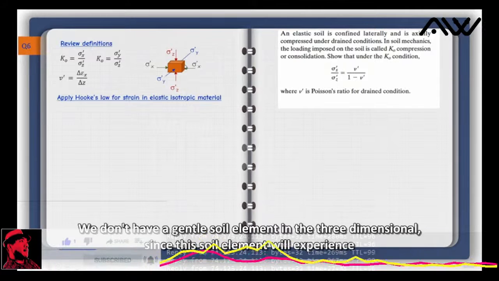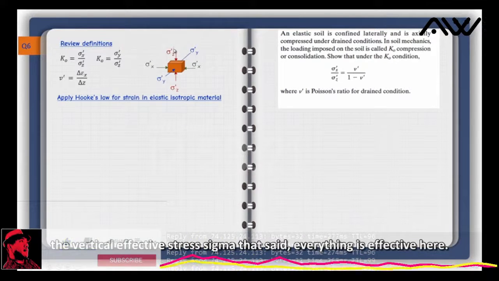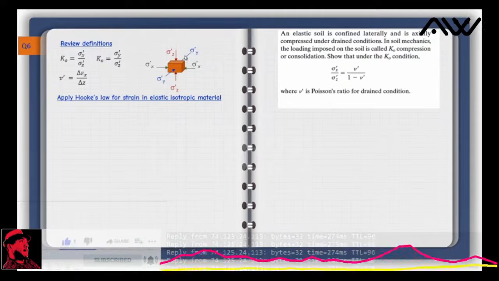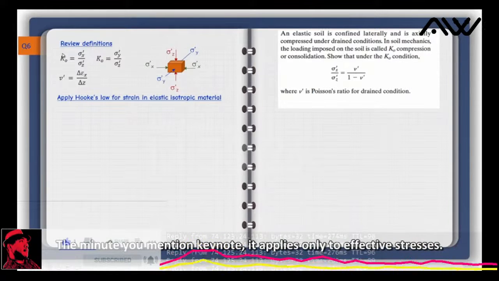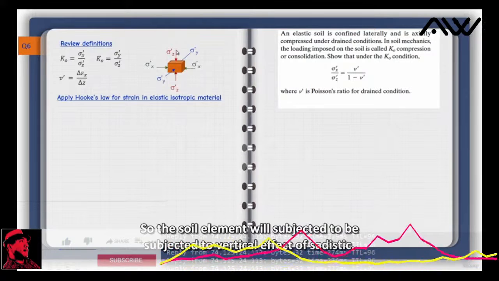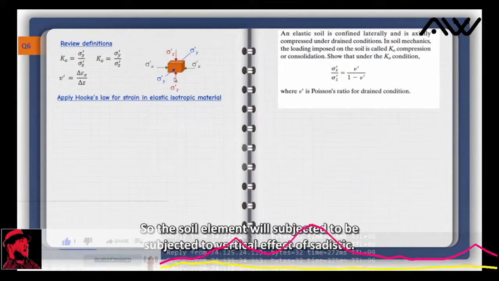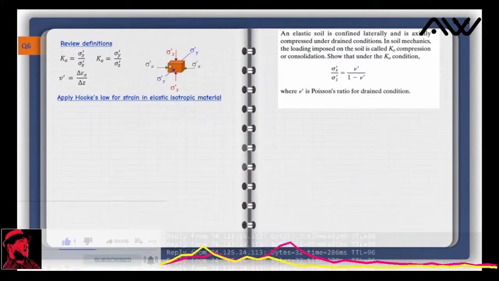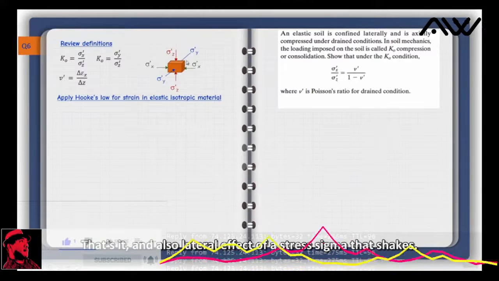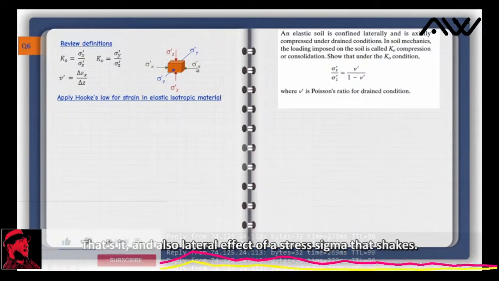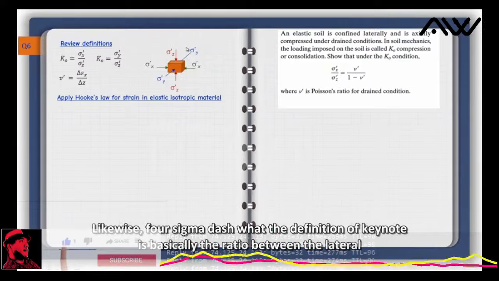Now let us see here, when we have a general soil element in the three-dimensional sense, this soil element will experience vertical effective stress sigma dash Z. Everything is effective here. The minute you mention K naught, it applies only to effective stresses. So this soil element will be subjected to vertical effective stress sigma dash Z, and also lateral effective stress sigma dash X, likewise for sigma dash Y.